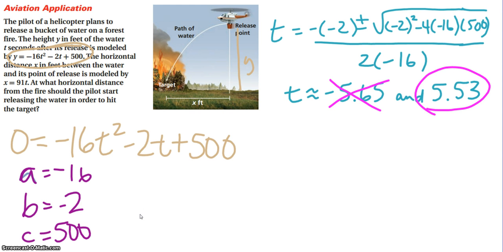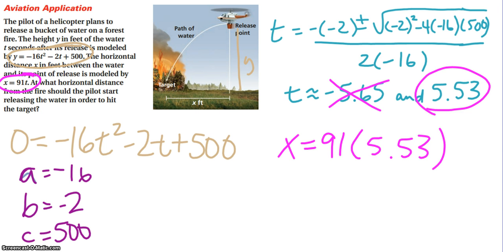Now, most of you would think at this point that we are done. However, you need to read the rest of the problem. It says that the distance in x in feet of water is modeled by the equation x equals 91t. So at what distance should I drop it? If it takes 5.53 seconds for the water to hit the target, I know that I need to plug that in to the second equation that I've been given.